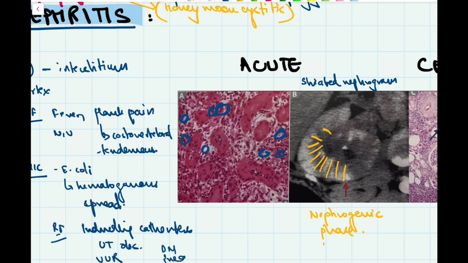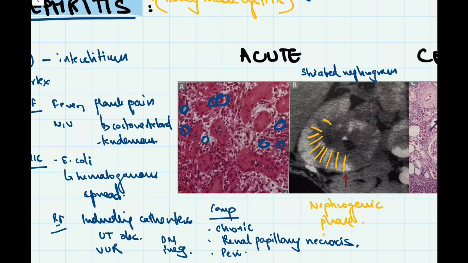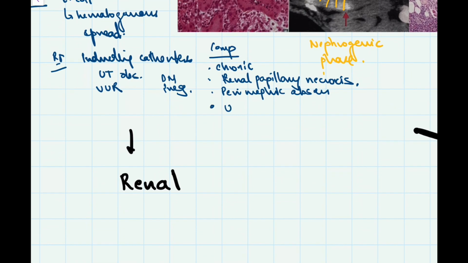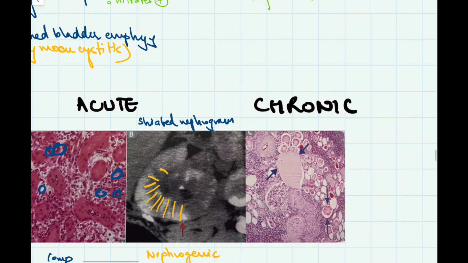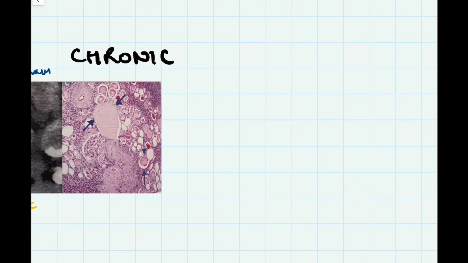diabetes mellitus, and pregnancy. The complications of acute pyelonephritis are that it can develop into chronic pyelonephritis, renal papillary necrosis, perinephric abscess, or urosepsis. Right, for management again, we can give antibiotics and treat the patient. If the patient develops chronic pyelonephritis, it usually indicates that the patient was non-compliant to the antibiotic therapy when he was suffering from acute pyelonephritis.